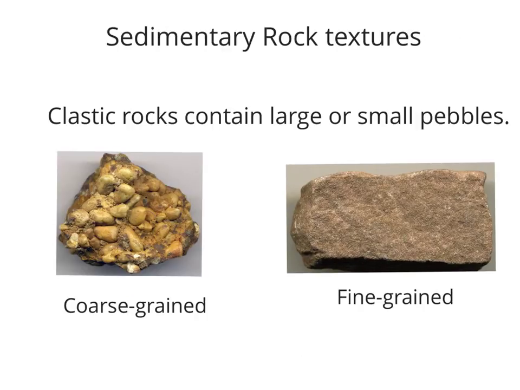There are some ways that we describe the texture of sedimentary rocks. One thing that we look for is whether or not they have pebbles or little rock fragments. If they do, we call those rocks clastic rocks. And those clastic rocks might be coarse-grained, meaning that they have very large rock particles in them, or they could be fine-grained, meaning that the particles are so small they're almost like grains of sand.